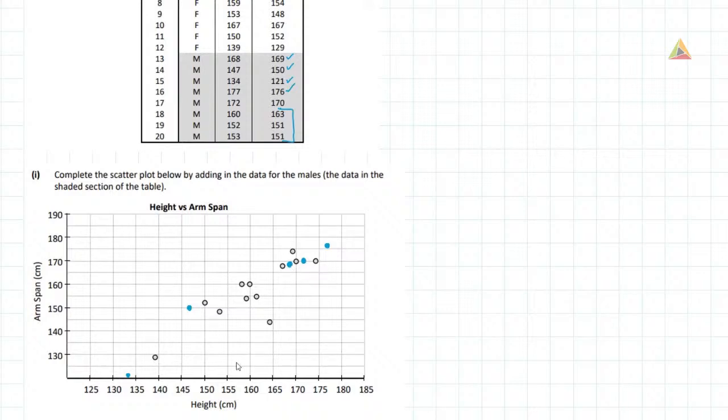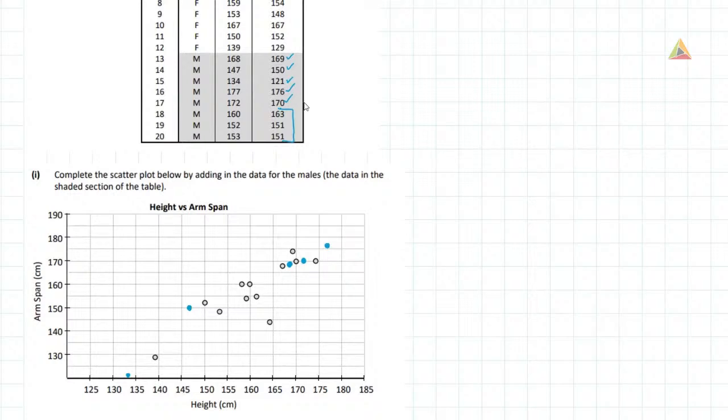I've done the same across to 147 and up to 150 and drawn in the dot, across to 134 and just barely moving up to get 121, and across to 177 and up to 176, and the last one across to 172 and up to 170. So I have this one filled in as well. So I have 3 dots left to fill in.